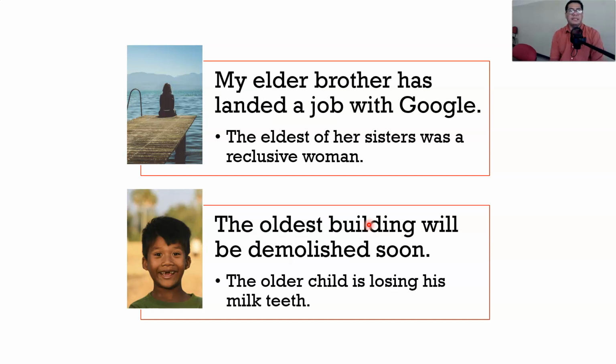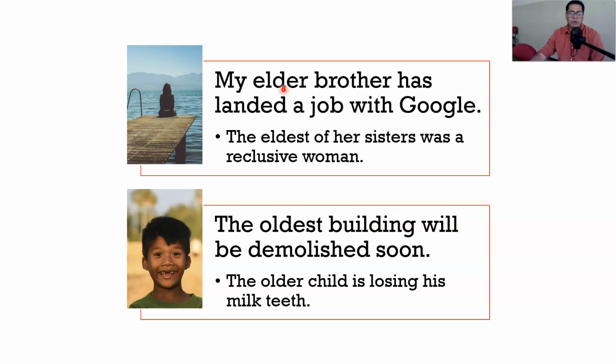Now let's talk about elder, eldest, older, and oldest. They are very similar, and I can use elder for people, especially for close family members. And by the way, I don't use the adjective elder or eldest predicatively. These adjectives are used attributively. In other words, they gotta be placed next to the word that they modify. And I say, my elder brother has landed a job with Google. Or, the eldest of her sisters was a reclusive woman. So I can use this with people, especially family members.